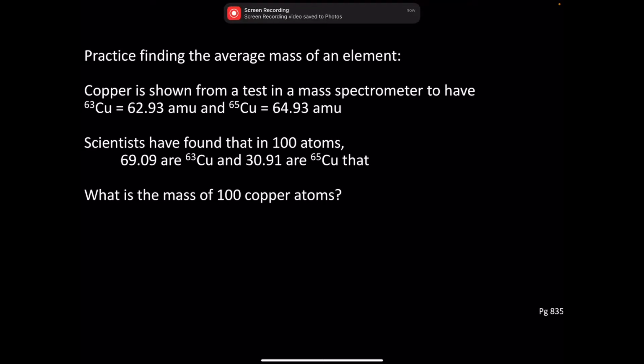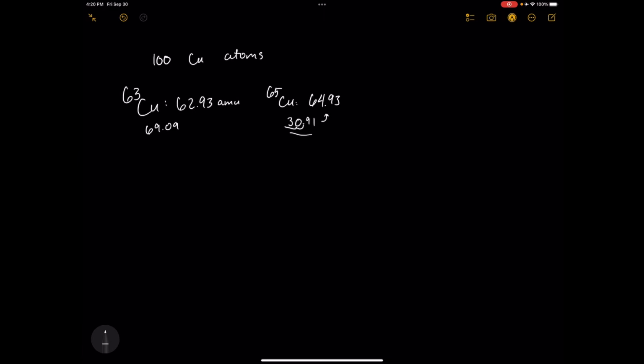And what we can do is we can go ahead and just look over here and say, okay, if 69.09 of them have this mass, I'll just multiply those two numbers together. And if 30.91 of them have this mass over on the right, then I'll multiply those two numbers together. And these are AMU as well. And that will give me the mass of 100 of these copper atoms.